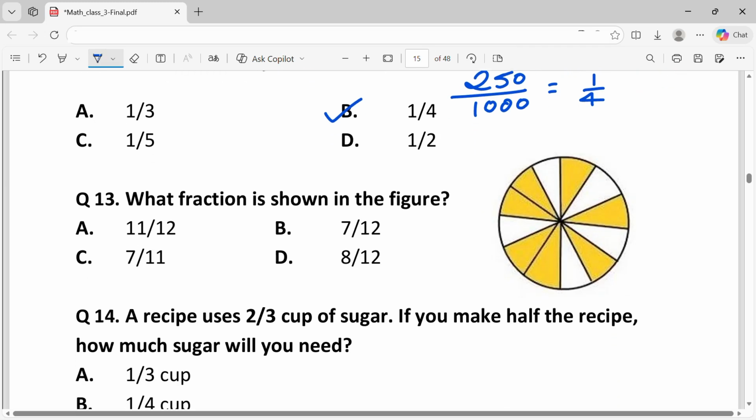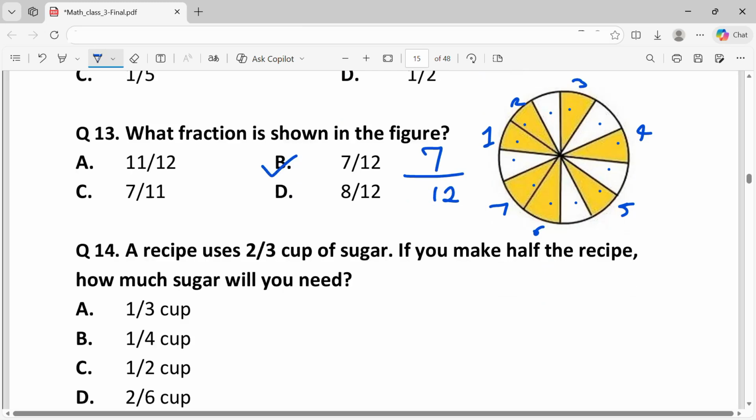Question 13. What fraction is shown in the figure? The fraction will be total parts, that is 1, 2, 3, 4, 5, 6, 7, 8, 9, 10, 11, 12, upon, and numerator will be the number of shaded parts, that is 1, 2, 3, 4, 5, 6 and 7, that is 7 upon 12, which is option B.